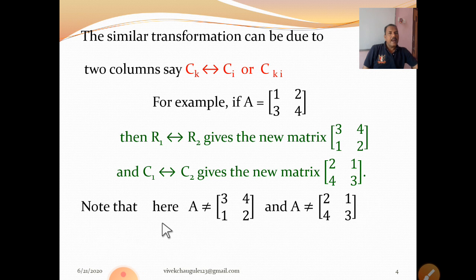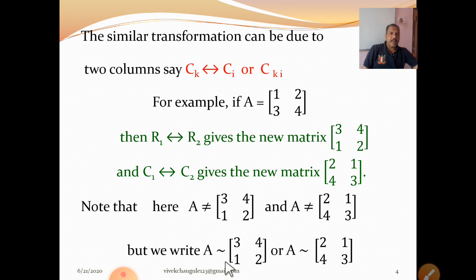Here we have to note that A is not exactly 3 4 1 2. Similarly, A is not exactly 2 1 4 3, because we get the new matrix after some transformations. Okay, so we write the symbol, A equivalent to 3 4 1 2, or A equivalent to 2 1 4 3. Exactly not equal to, but we write the sign like this, and we say A is equivalent to 2 1 4 3. So we get the new matrix.